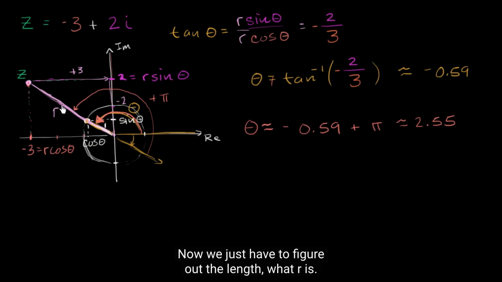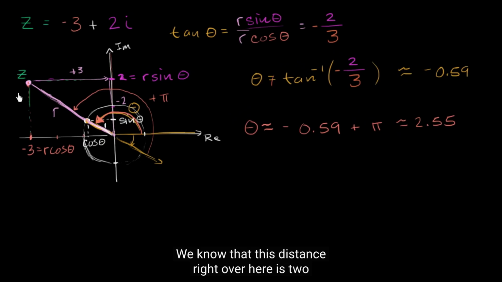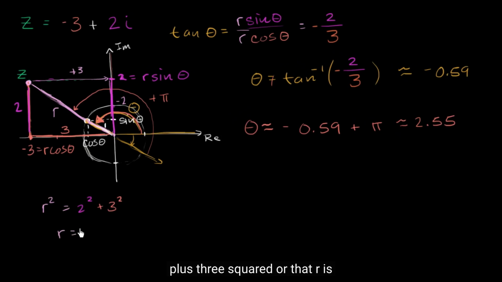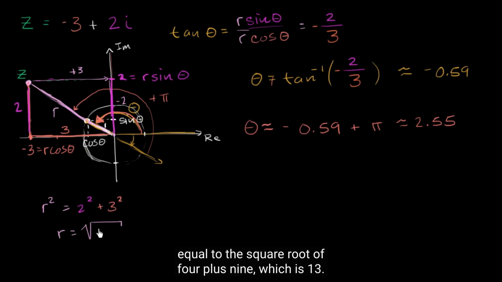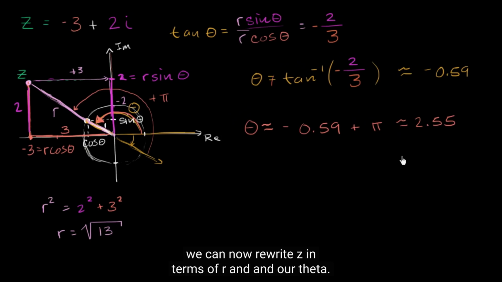Now we just have to figure out the length, what r is. And that we can just use the Pythagorean Theorem for. We could set up a right triangle. We know that this distance right over here is 2, because this distance right over here is 2. And the coordinate here is negative 3, but the distance here is just 3. So from the Pythagorean Theorem, r squared is equal to 2 squared plus 3 squared, or r is equal to the square root of 4 plus 9, which is 13. And so there we have it. We know r is equal to the square root of 13, and theta is 2.55 radians. So using that information, we can now rewrite z in terms of r and theta.